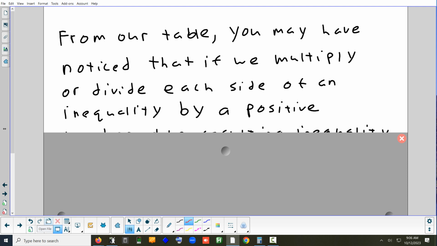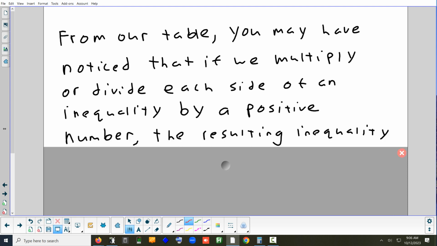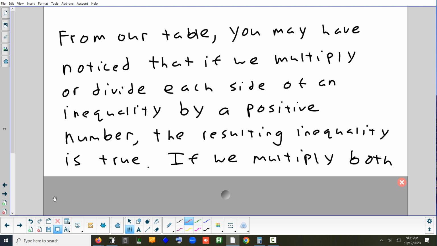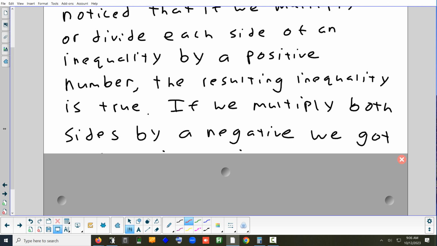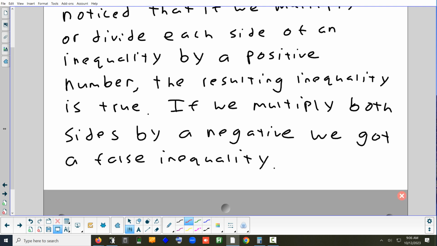Okay, so that's what we just pointed out. From the table, we noticed that if you multiply or divide each side of the inequality by a positive, it worked fine. We got a true statement. But when we multiplied by a negative, what kind of statement did we get? False. We got a false statement. Okay. You don't have to write that down.